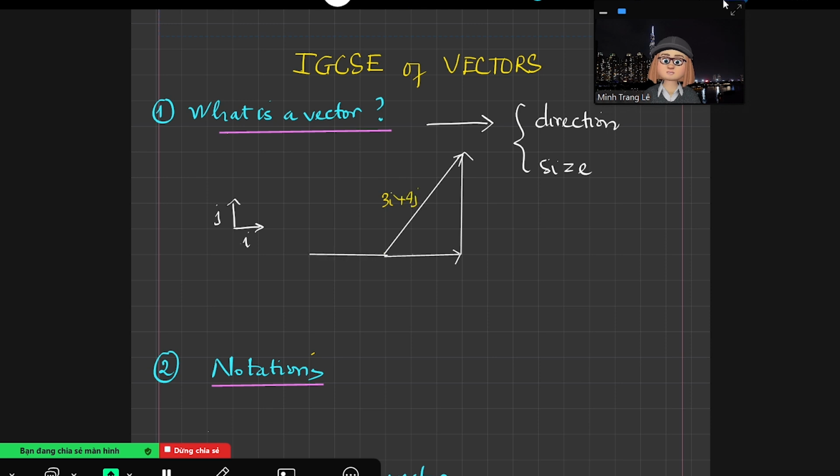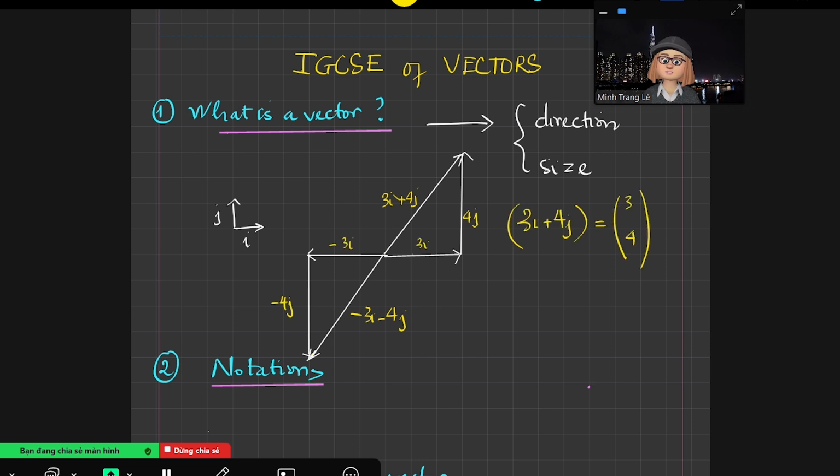Likewise, to show a vector that moves 3 units left and 4 units down, we say the vector negative 3i minus 4j. We can also display these vectors as column vectors, where the number on the top represents the i vector and the number on the bottom represents the j vector.